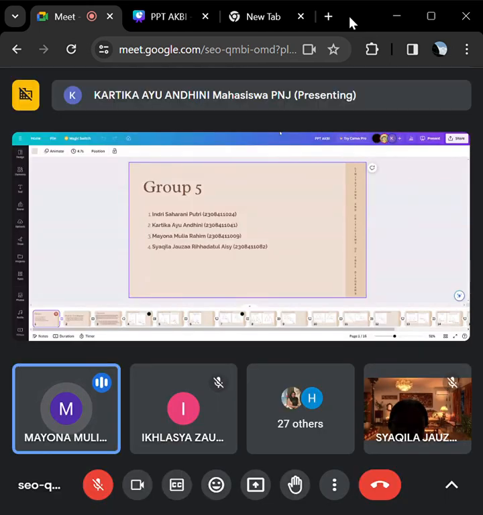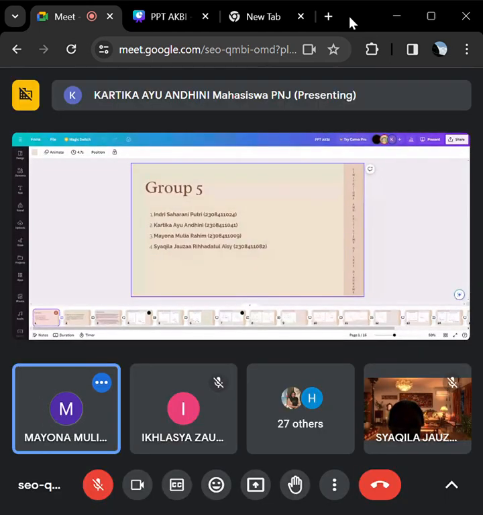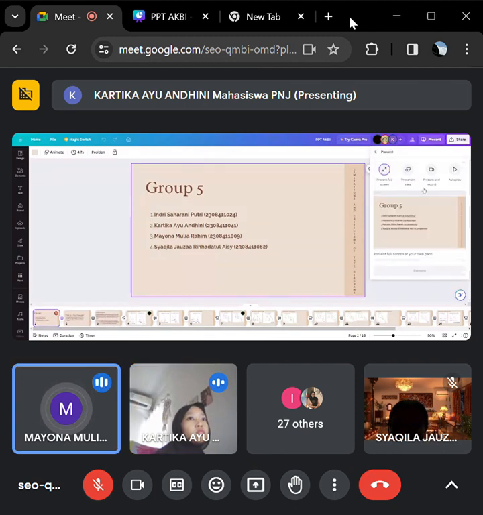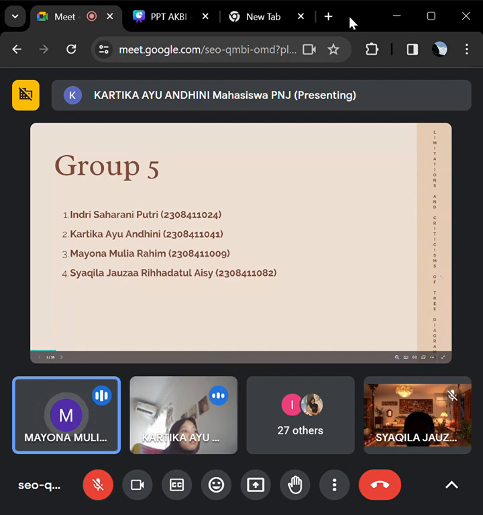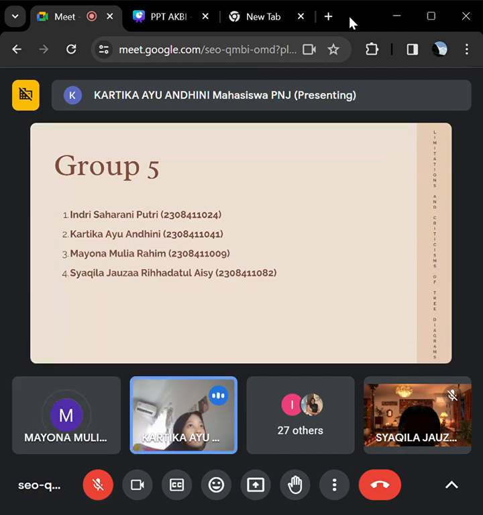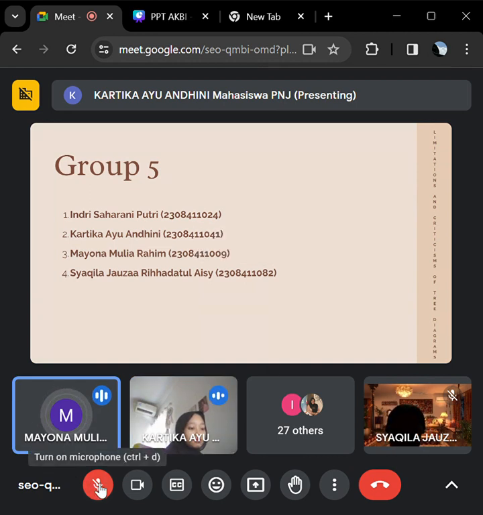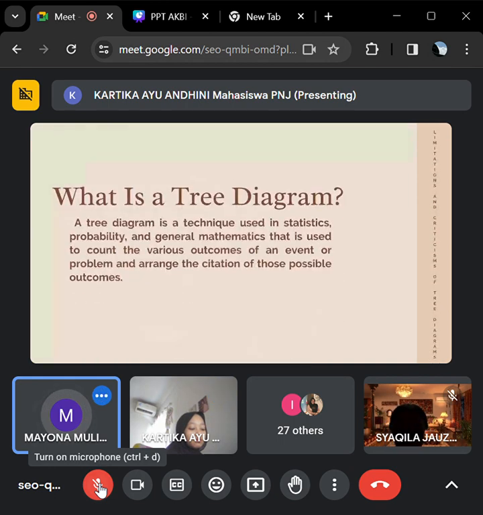Assalamualaikum warahmatullahi wabarakatuh. Honorable Miss Pariska and my beloved classmates. We are from Group 5, whose members are myself, Mainam Rahim, Sarah Diandra, Kartika Ayu, and Shakila Jurza. We will present the result of our group's work, namely tree diagrams analysis and discussion about the limitation and criticism of tree diagrams. Before we discuss the limitation and criticism of tree diagrams, we must know and understand the basics of tree diagrams. So, what are tree diagrams?